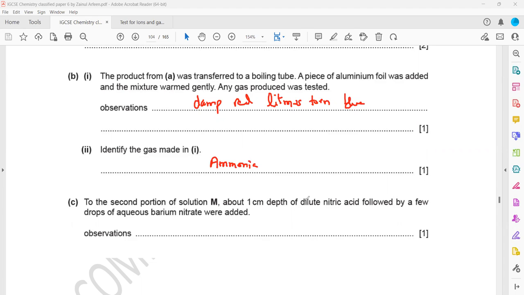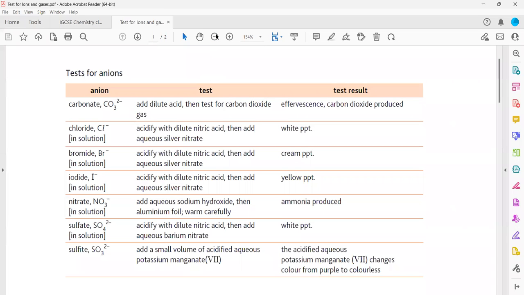To the second portion, nitric acid followed by barium nitrate. What is this test for? Nitric acid and barium nitrate. It is a test for sulfate ion. If it was nitric acid and silver nitrate, then it would be a halide ion. But there is no sulfate present. There is no sulfate present, so there will be no white precipitate, because they already mentioned this salt contains iron 3 and nitrate. So there is no sulfate present.